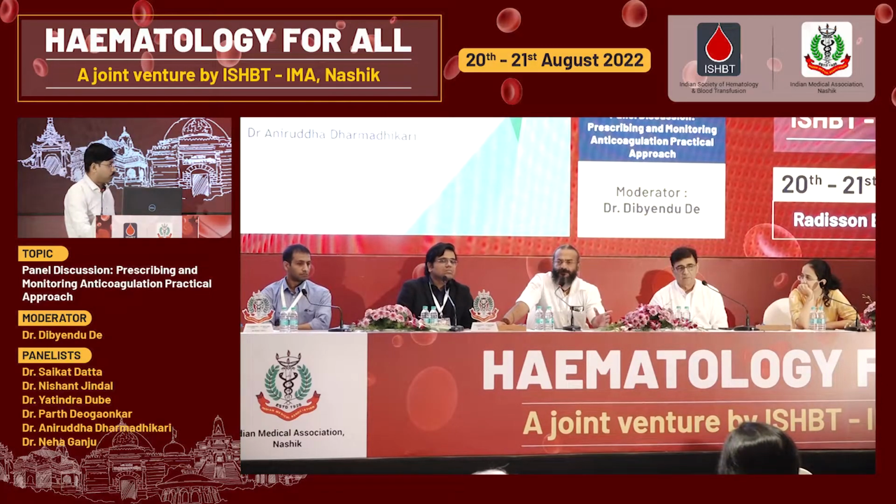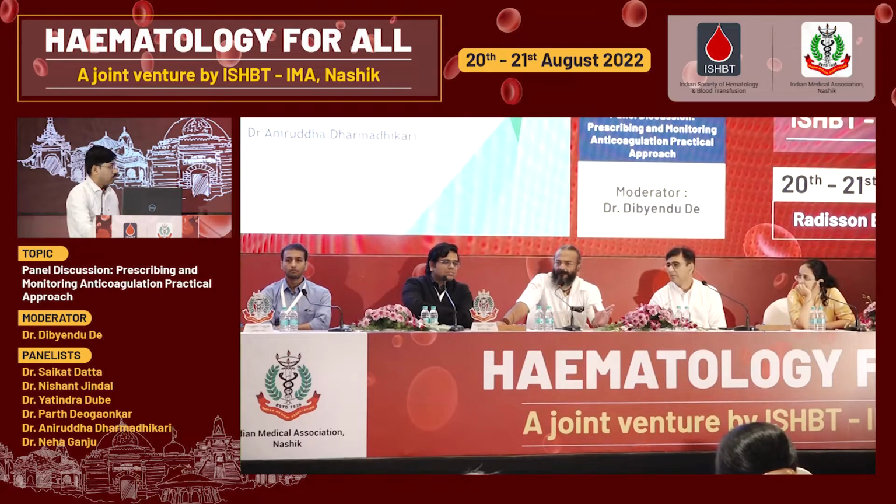So we choose between low molecular weight heparin and the novel oral anticoagulants. Creatinine clearance will play a very important role in deciding whether we start with DOAC or we start with low molecular weight heparin, as also the age of the patient, the body weight, and the liver function tests. Because if the creatinine clearance is very low, say less than 15, then it is a contraindication for DOAC.